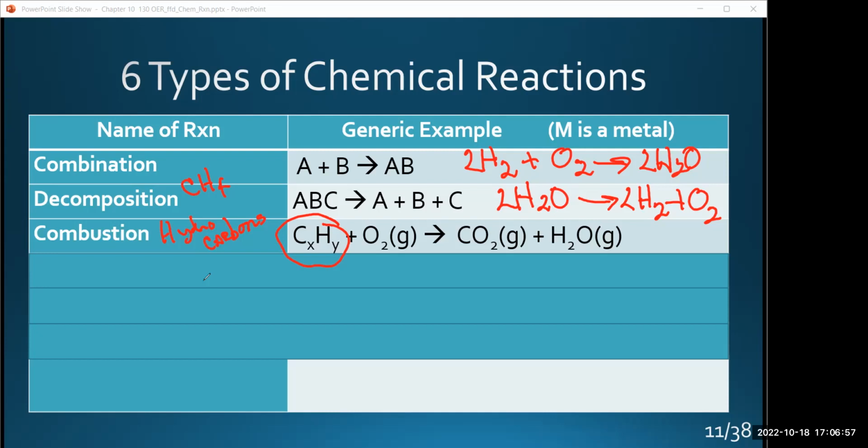Now, we could do a combustion reaction, and that's a given thing: nothing burns without what? Oxygen. So oxygen is always a reactant, okay? And the products for the combustion of hydrocarbons are only carbon dioxide and water, okay?